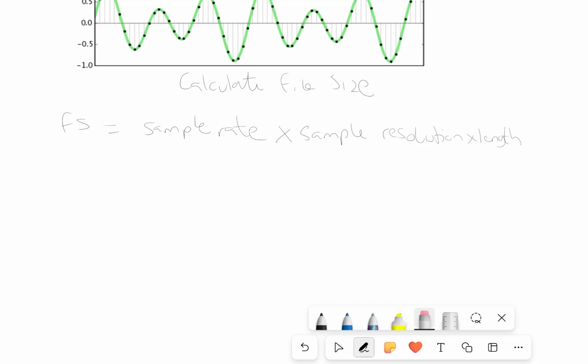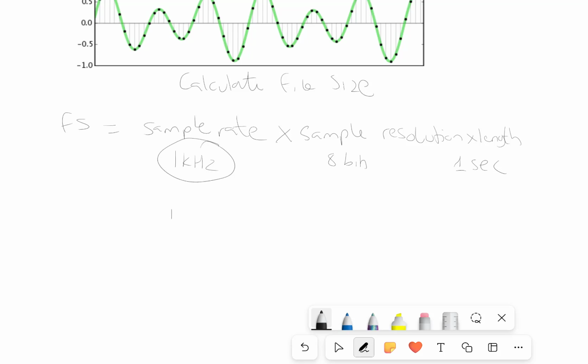What happens if we were to have a sample rate of 1 kilohertz, sample resolution of, let's say, 8 bits, and the length 1 second. Calculate that. Pause the video.